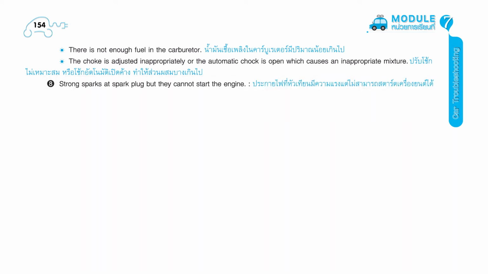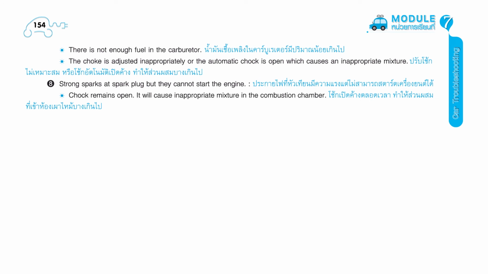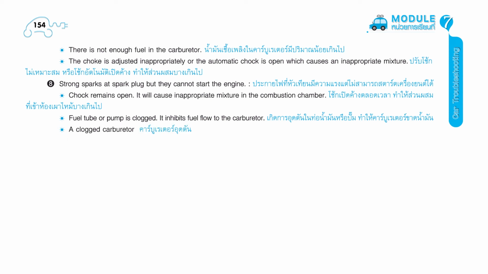8. Strong sparks at spark plug, but they cannot start the engine. Choke remains open. It will cause inappropriate mixture in the combustion chamber. Fuel tube or pump is clogged. It inhibits fuel flow to the carburetor. A clogged carburetor. There is no fuel in the fuel tank.